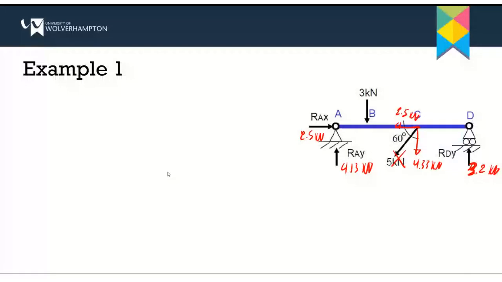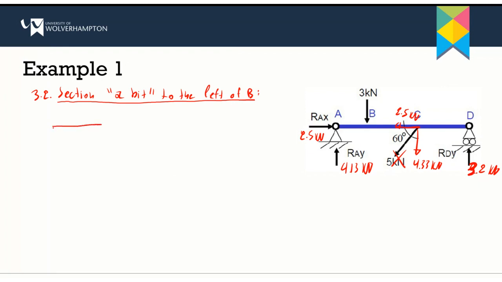So here, if we perform a section a bit to the left of B, of point B, so once again, it is point B, but it is a little bit before this 3 kilonewton force applies on that point. So our structure will look something like that. This is the section over here.